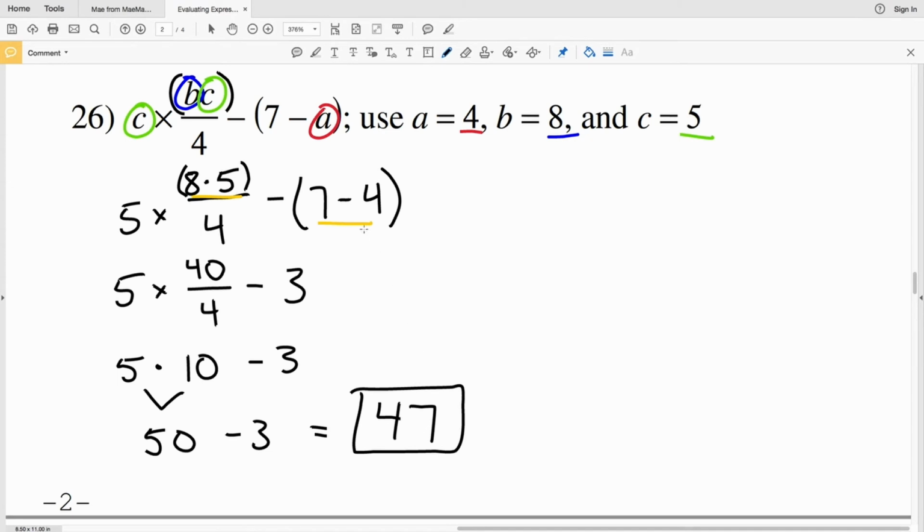Now again, if you're having trouble combining steps into a single step, please feel free to continue to break it up. I just do this one to conserve space and two to move the video along quicker. But if you wanted to do the 8 times 5 first and then the 7 minus 4 in the next step, go right ahead. So this concludes the Evaluating Expressions worksheet.